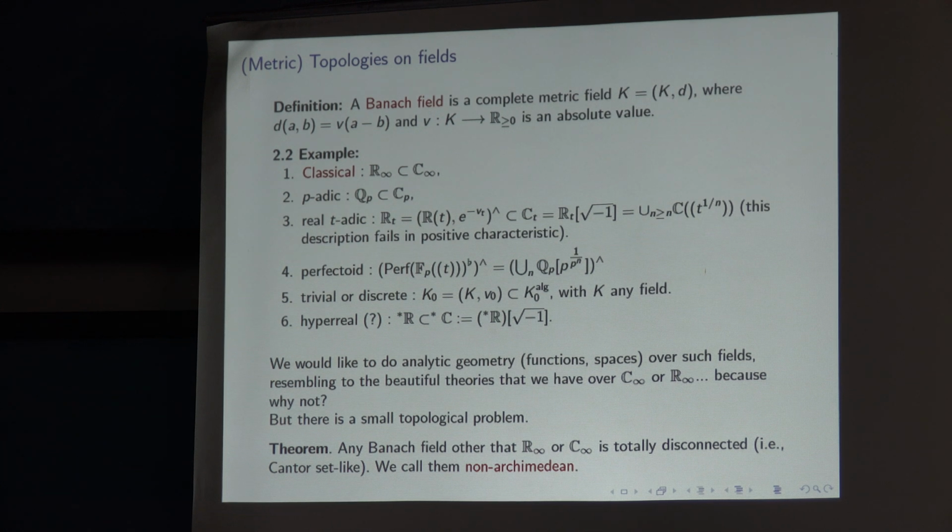Also, you have the perfectoids. The perfectoids are some fields in which the arithmetical people are very interested, and you can see it as the completion of the perfection of the p-adics, adding just p-power roots of p, and you have an operation, the flat, that translates somehow characteristic 0 to positive characteristic. You have the trivial or discrete absolute value. You just say this is the trivial metric, the discrete metric.